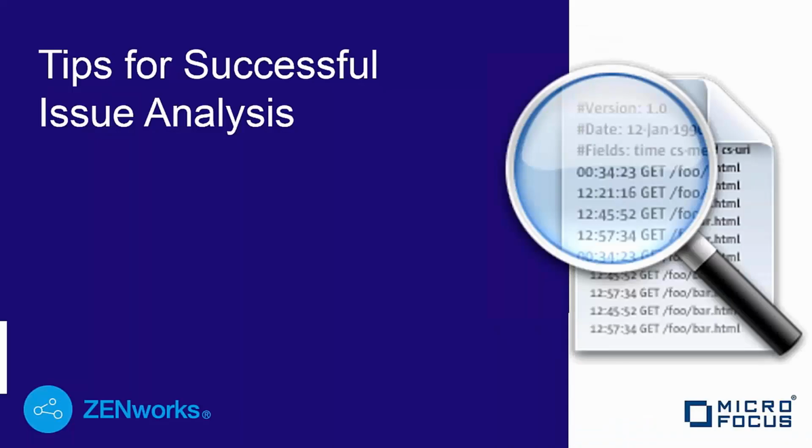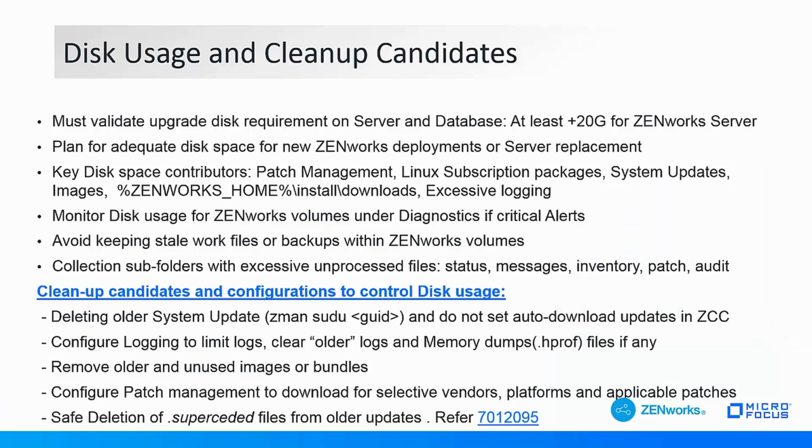Some key contributors to help control disk space: avoid storing unrelated data under ZENworks volumes or disk. Monitor disk usage in Diagnostics occasionally. That can give you a lot of warning if it's running critical. Clean up the stale work files in the backup. Also, excessive processing on files in collection folders like status, messages, and inventory can impact the disk space, so make sure there are not many files waiting there.